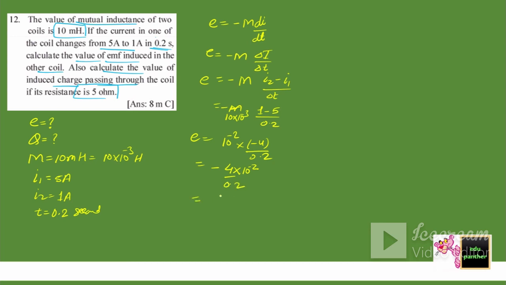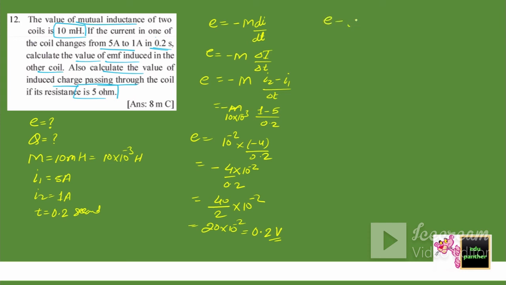इसको solve करना बहुत आसान है. See, इसको 10 से multiply कर दो, that will become 2. So that is minus 2. This is 20 into 10 raised to minus 2. Or we can say that it is 0.2 volt. Now we want charge flowing through this coil. Coil से कितना charge move हो जाएगा, that we have to find out.